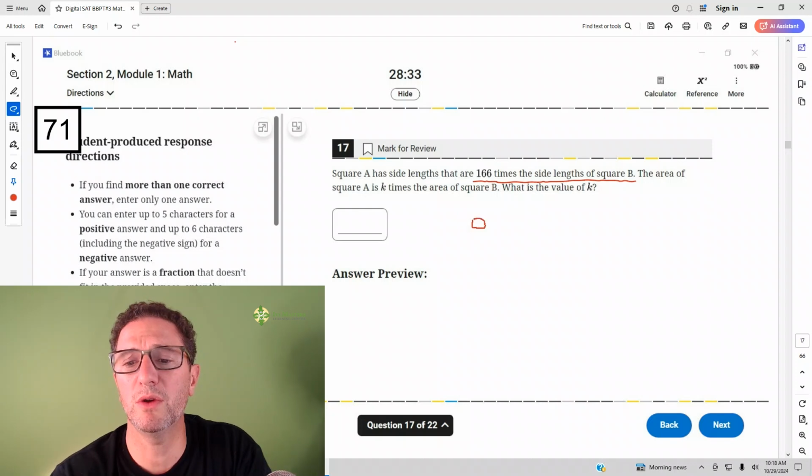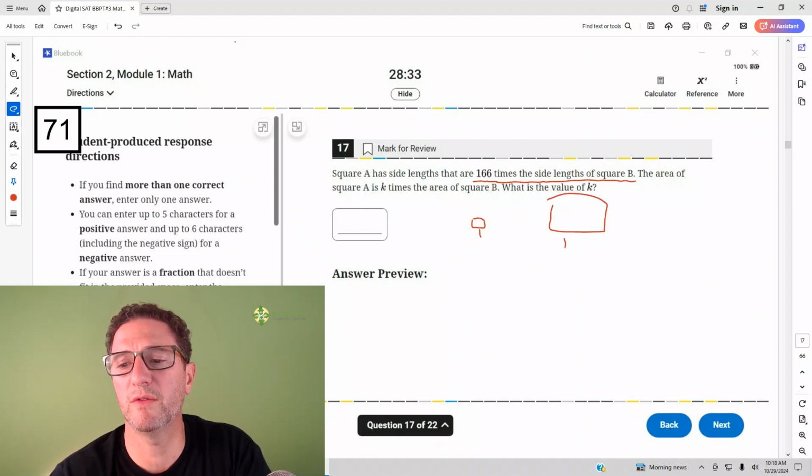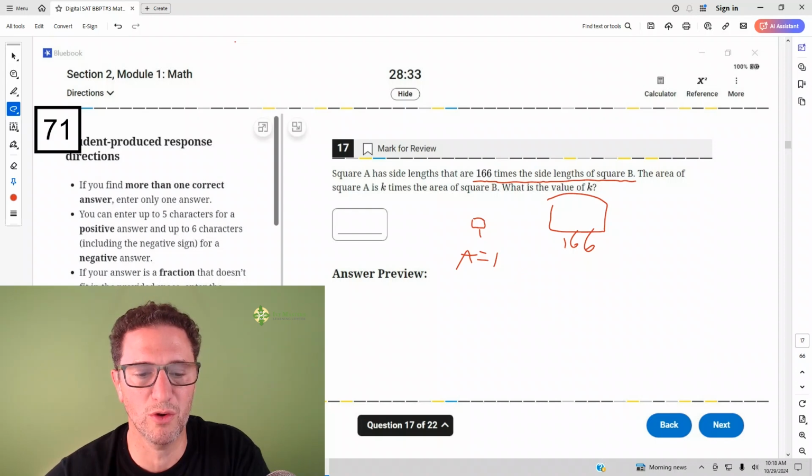So the easiest thing to do here is to pick numbers. You make one side of one square 1, the other side of the other square 166. You find this area, it's 1. And if you do 166 squared, you could just throw that into Desmos.